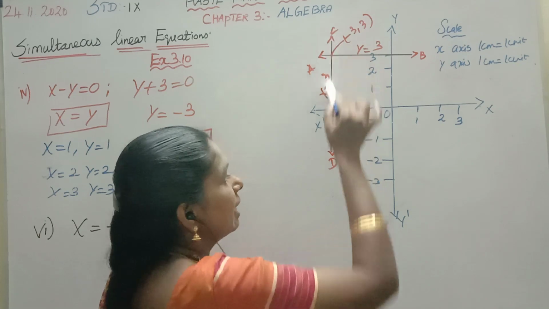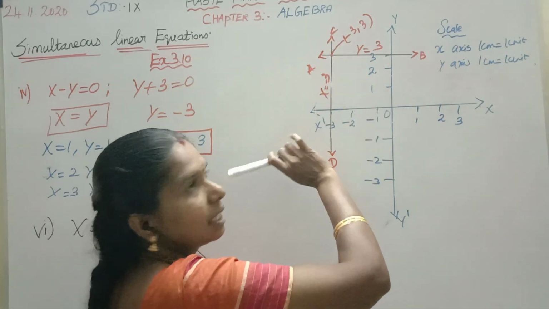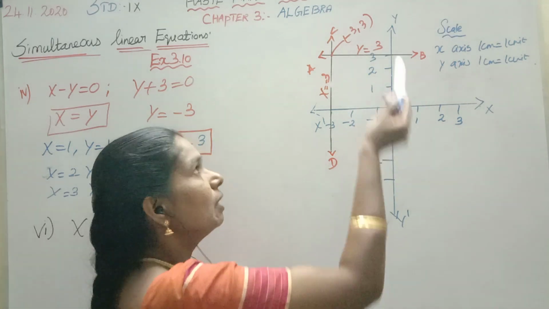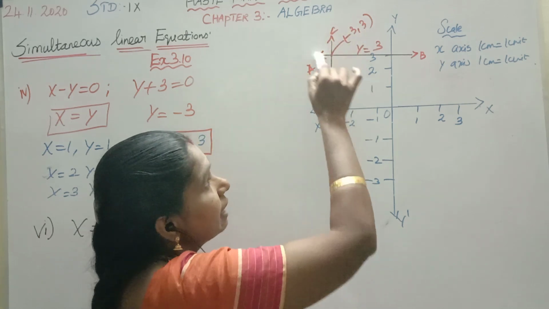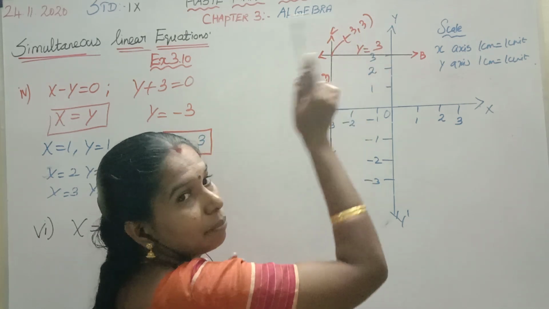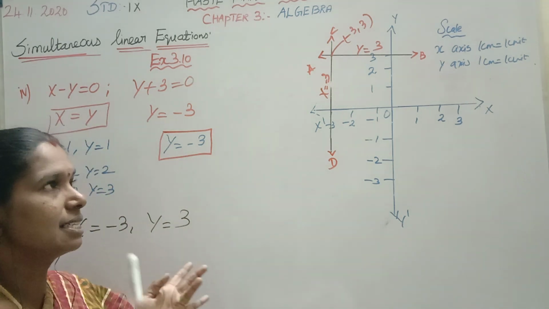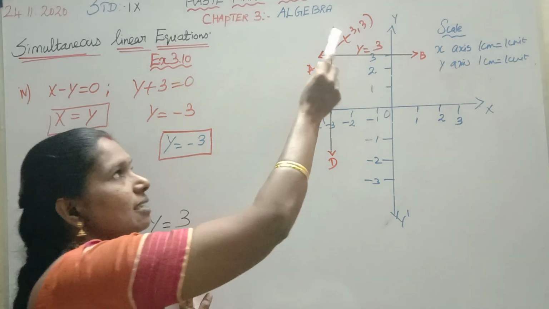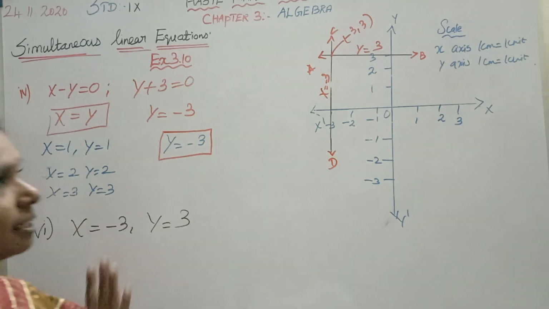This is the line for x is equal to -3 and this is the line for y equal to 3. The line y equal to 3 is parallel to the x axis. x is equal to -3 is parallel to the y axis. So at which point do they meet? -3, 3. So what is the solution? -3, 3, single solution, consistent system. They are meeting at a single point. These two lines are what lines? Intersecting lines.